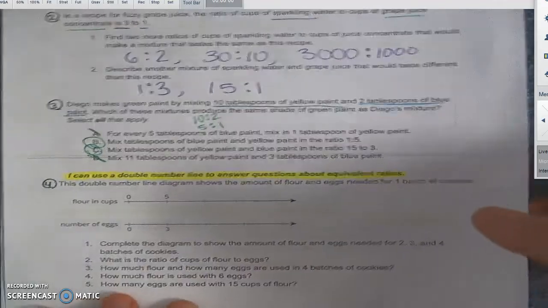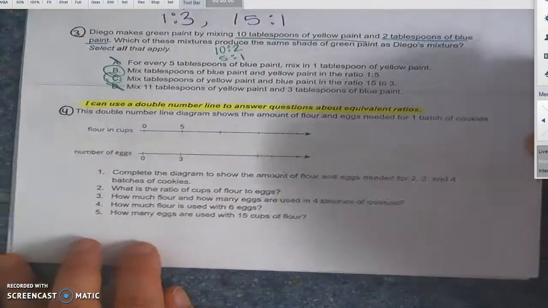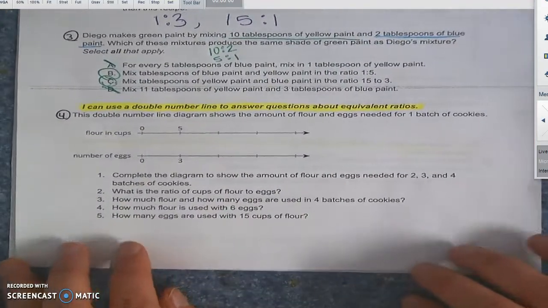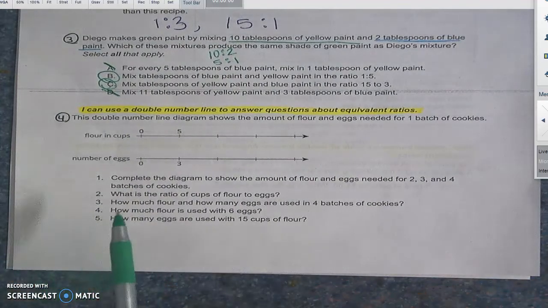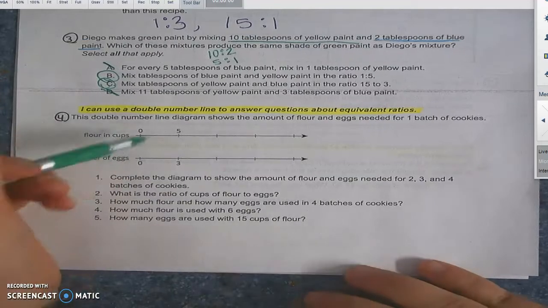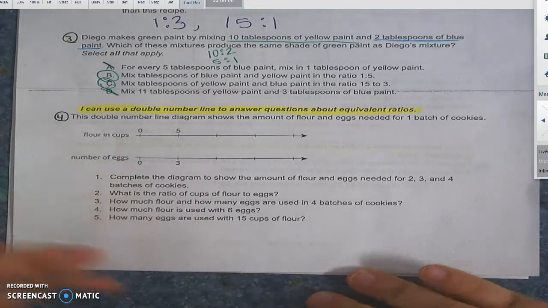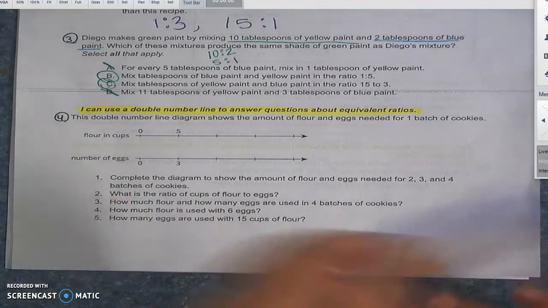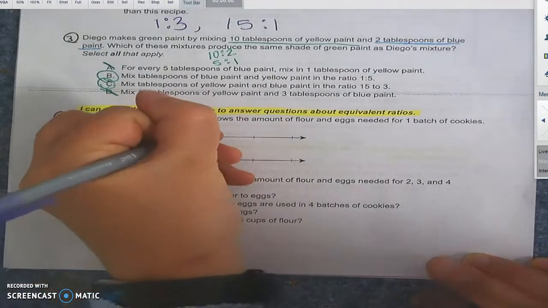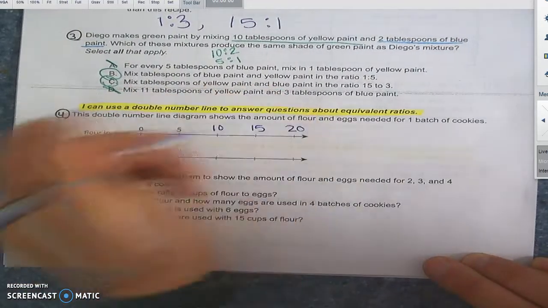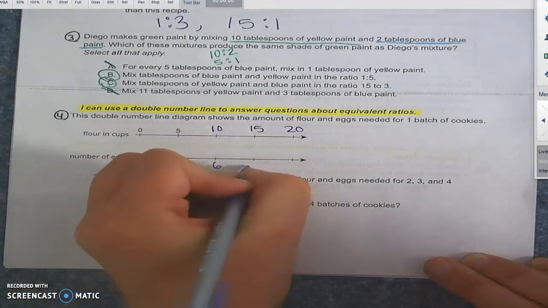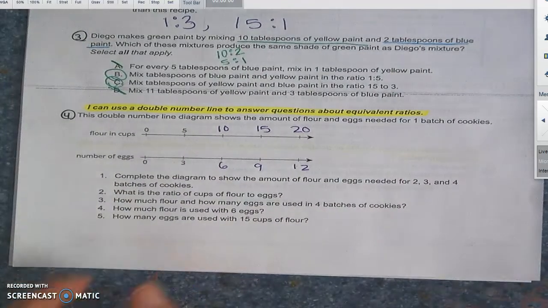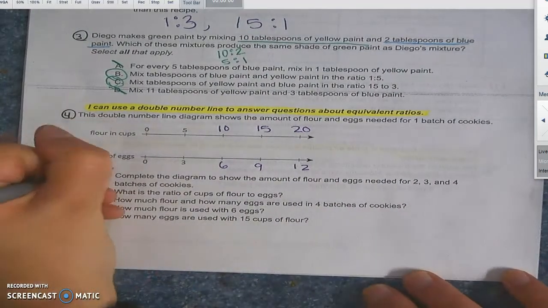All right, so then our next learning goal is I can use a double number line to answer questions about equivalent ratios. The double number line diagram shows the amount of flour and eggs needed for 1 batch of cookies. So 5 cups of flour, 3 eggs. Number 1 says complete the diagram to show the amount of flour and eggs needed for 2, 3, and 4 batches of cookies. All right, so the flour is going to go by 5s. The eggs are going to go by 3s. So that is completing my double number line.